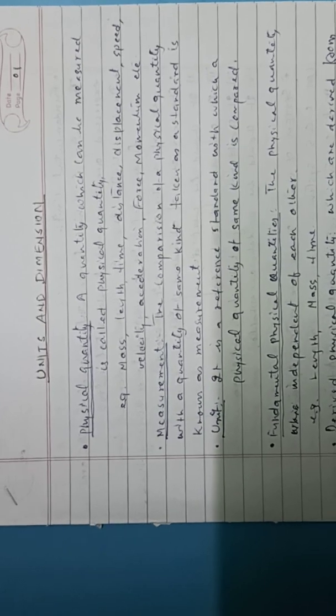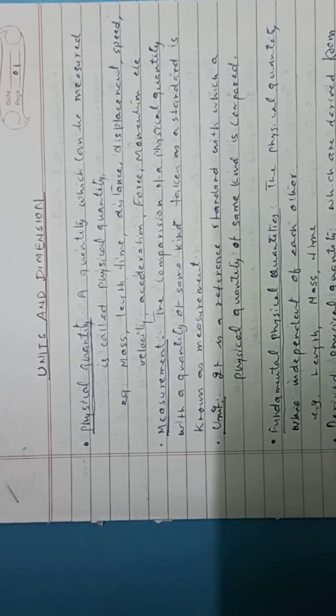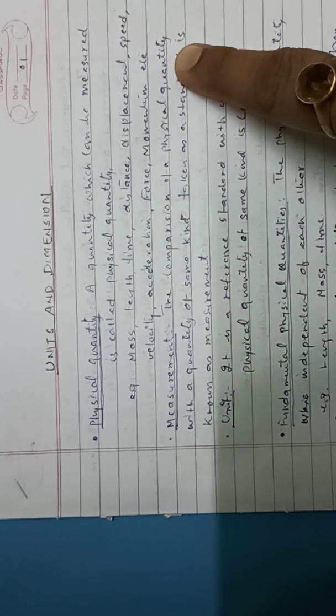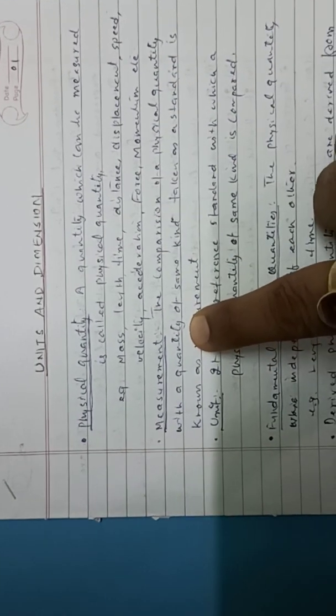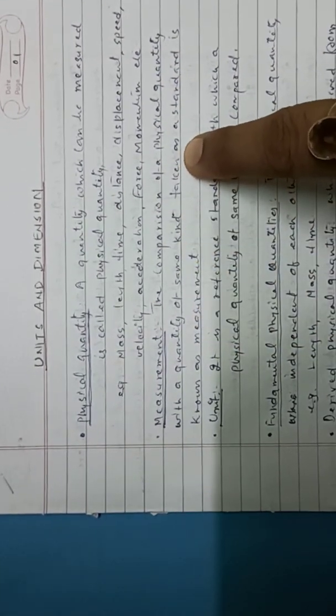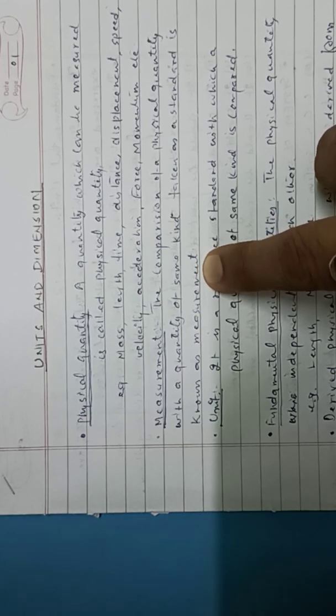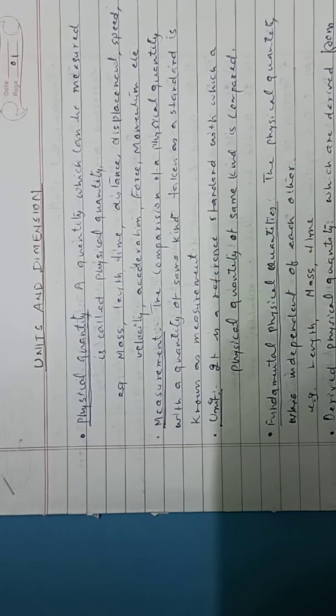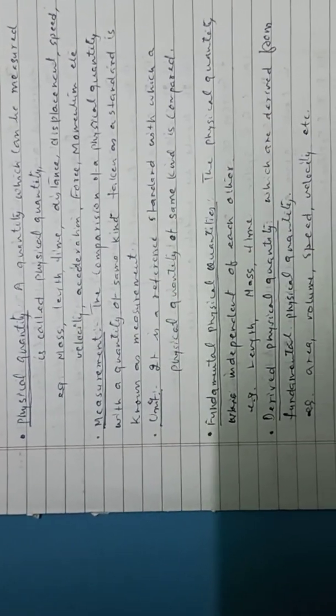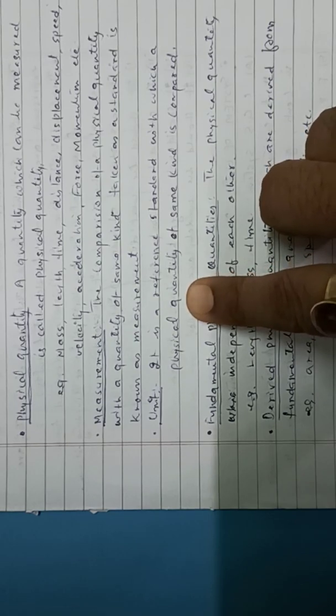Measurement. The comparison of a physical quantity with a quantity of same kind taken as standard is known as measurement. Is it clear? How can you define measurement? A comparison of physical quantity with a quantity of same kind taken as a standard is known as measurement. In measurement, we require a unit.